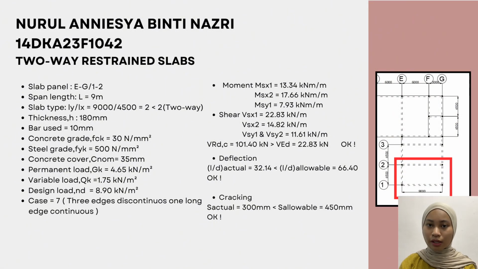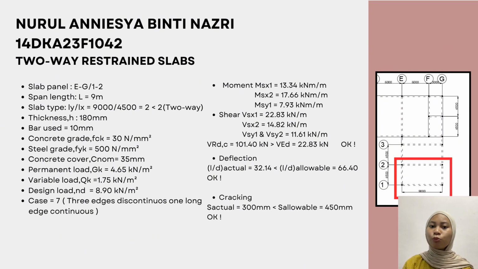So this is the second type of slab and support condition. This is a two-way restrained slab because the span ratio Ly divided by Lx is less than 2. So the three edges are discontinuous and one edge is continuous, which controls how the moment is distributed. The second one is the main design parameters of the slab. Slab thickness is 180 mm, reinforcement diameter is 10 mm, concrete grade is 30, and steel yield strength is 500. These values are suitable for structural slab design.